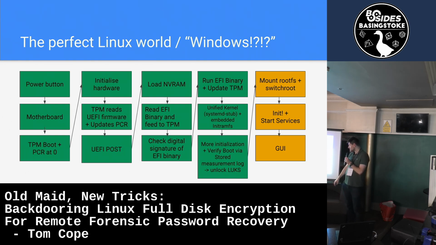The boot process happens at UEFI, loads the config file, and then reads whatever UEFI binary you want to boot, such as the Windows bootloader, and also sends that to the TPM, which updates the PCR value. You can then check the digital signature of that binary and confirm that it hasn't been tampered with. Then you run it, update the TPM again, and then you take measurements of the kernel, systemd, and the underlying file system. So that's the TPM updating the counter.